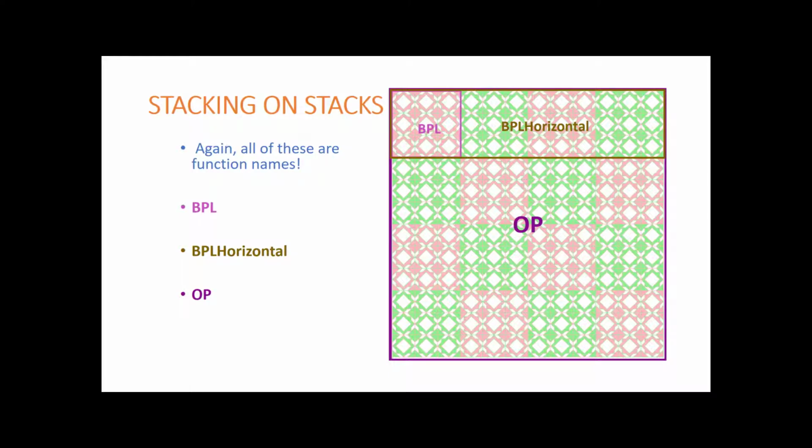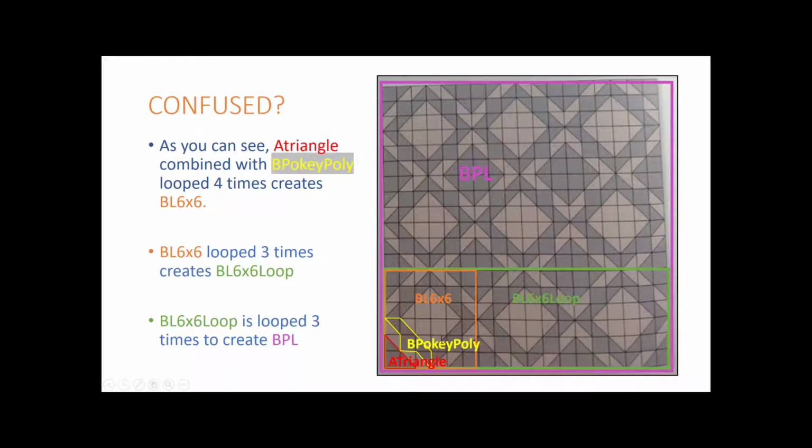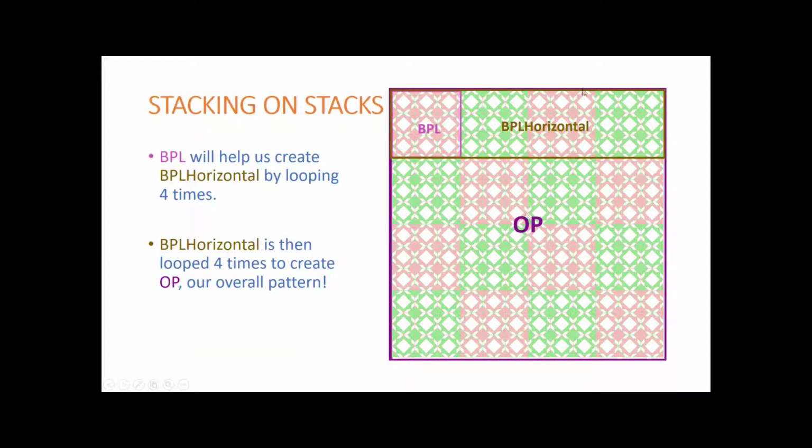Now we're gonna start stacking our loops. Okay, we have all our basic patterns. The work from here is very easy. Now we have our basic pattern. Now we're gonna loop that 4 times across, okay, to create a 1x4, and then loop that all the way down to create a 4x4. So BPL to BPL horizontal to OP, which is our overall pattern. Alright, so there we go.